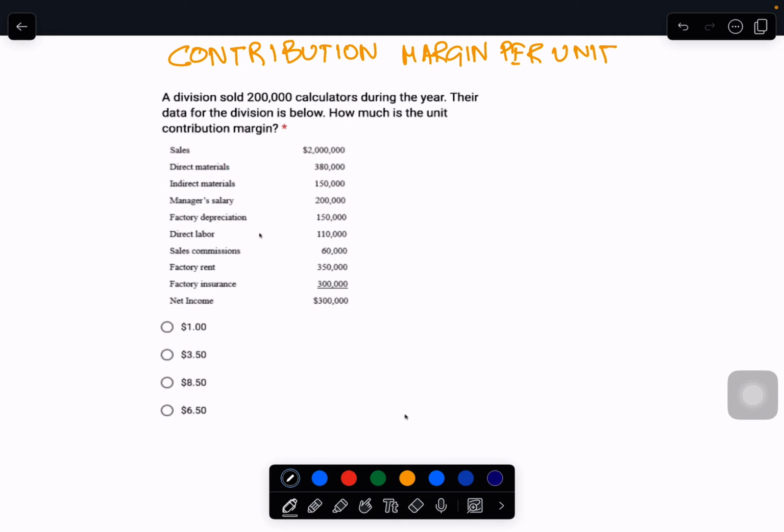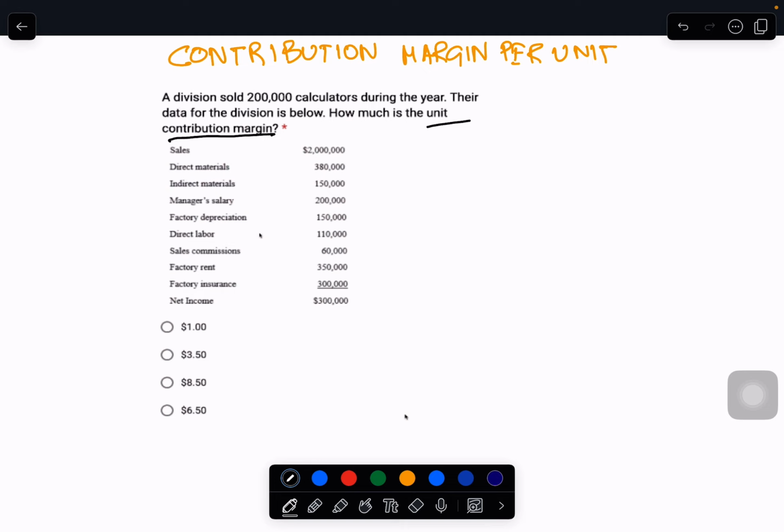Division sold 200,000 calculators during the year. The data for the division is below. How much is the unit contribution margin? So they're trying to ask how much is the unit contribution margin. They're given sales of 2 million, direct materials 20,000, indirect materials 150,000, manager's salary 200,000, factory depreciation 150,000, direct labor 110,000, sales commission 60,000, factory rent 350,000, factory insurance 300,000, and net income of 300,000. They want you to find out the unit contribution margin.